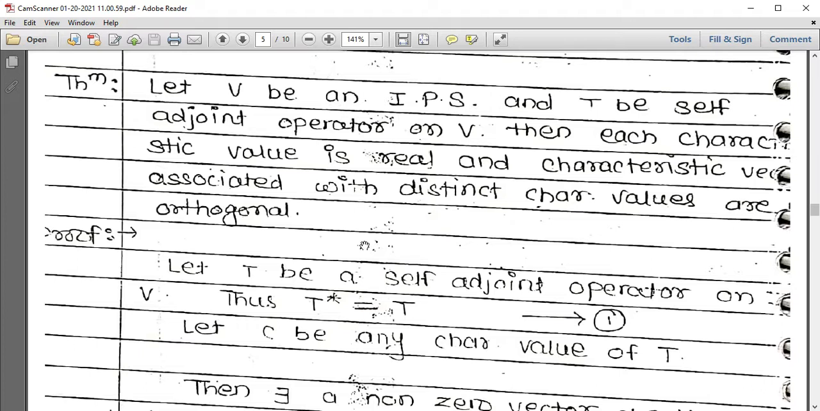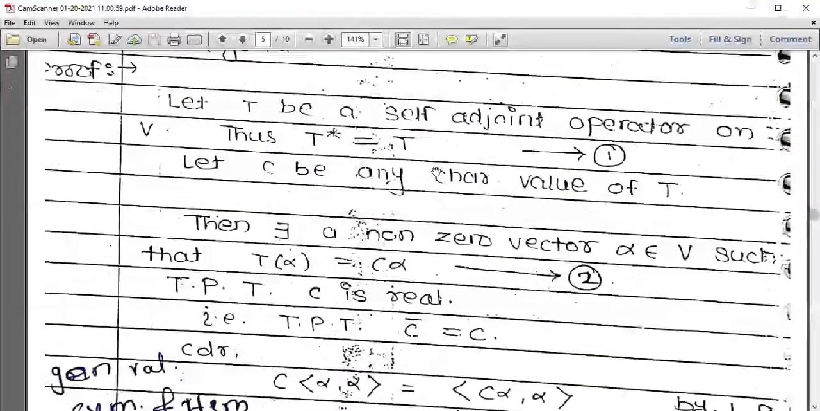We have to prove that all the characteristic values are real, and T is self-adjoint, which is given to us. So what we have to prove? Each characteristic value is real and characteristic vectors associated with distinct characteristic values are orthogonal. Proof. Let T be a self-adjoint operator on V. It is given to us that T is a self-adjoint operator on V.